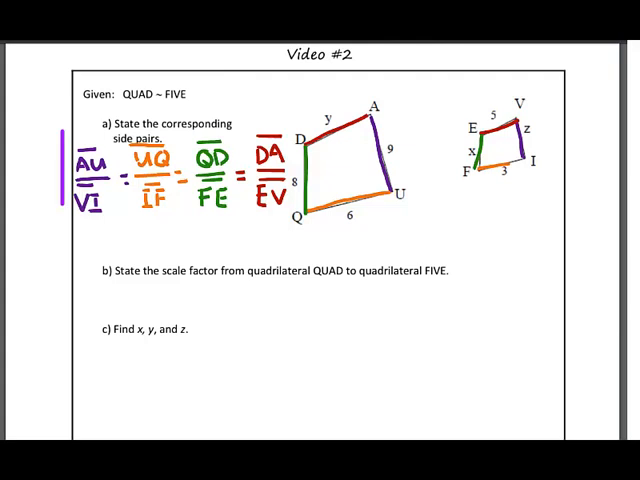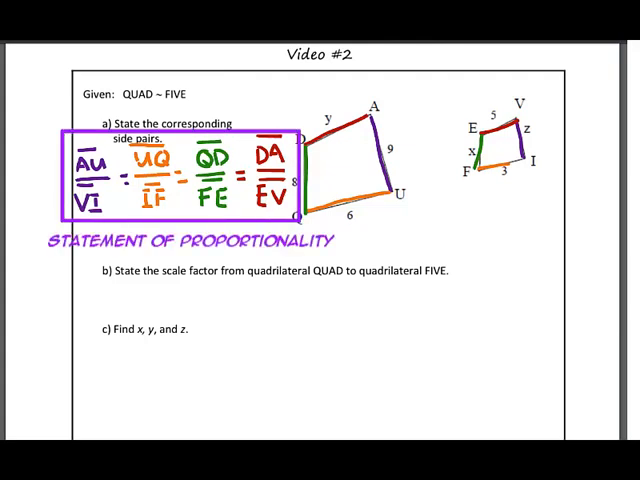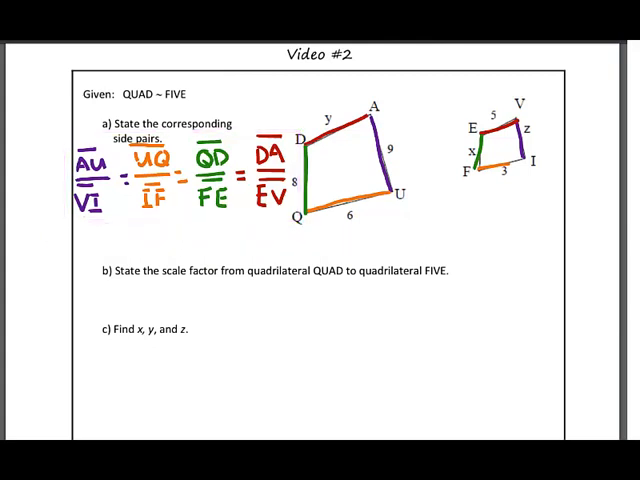So again, this is a statement of proportionality. We have matched up all of our corresponding sides and set them up as ratios that are equal to each other. The second part of this question says, state the scale factor from quadrilateral QUAD to quadrilateral FIVE.